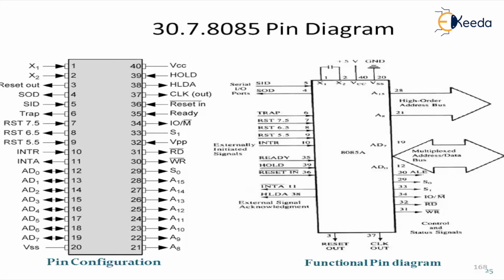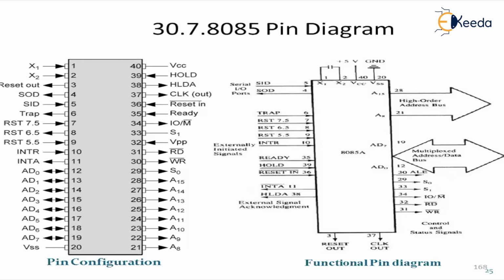Now, this is the pin configuration, the other diagram which shows the pin configuration. There are 8 address buses. Then you have the reset out pin. Then you have the different RST, that is reset pins, which have been connected. You have the X1 and X2 signals which are going on. You have the hold acknowledgement signal and the hold data signal. Then you have the clock signal, the reset in pin, the read signal, write signal, IO, and the different serial ports which are being connected to it. So you have a pin configuration and you have a functional pin diagram.